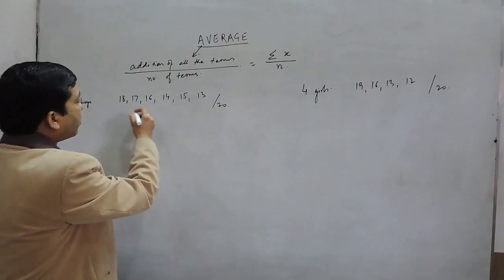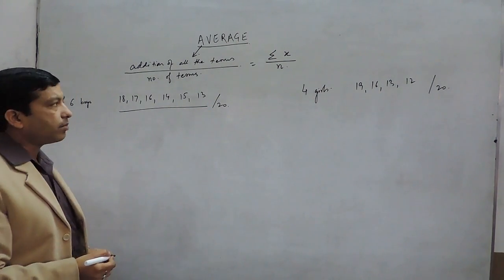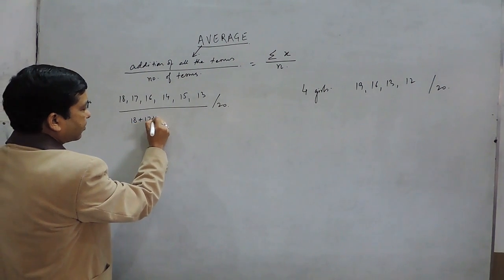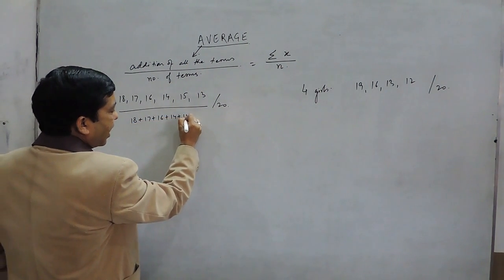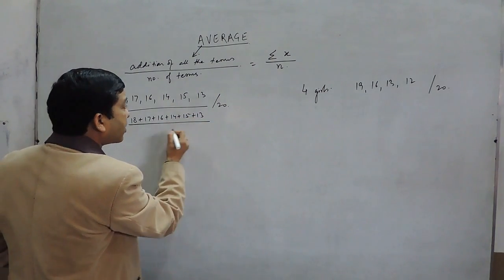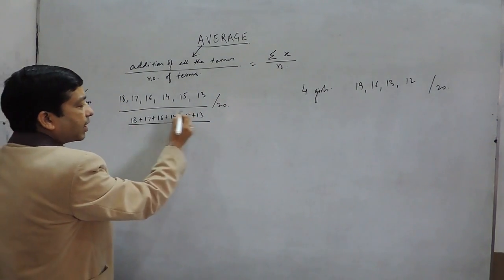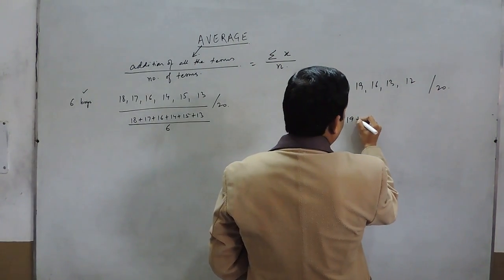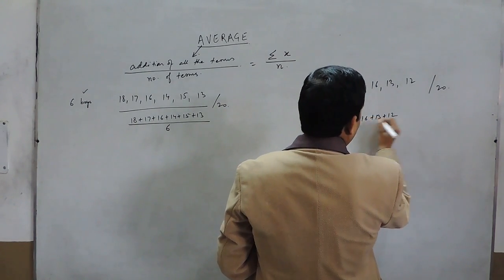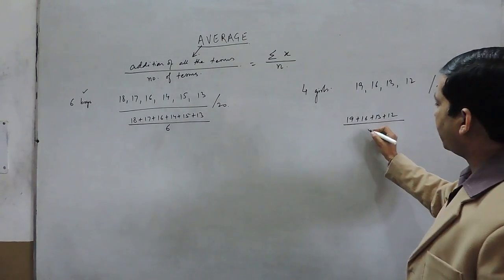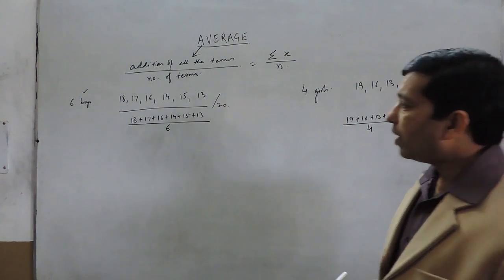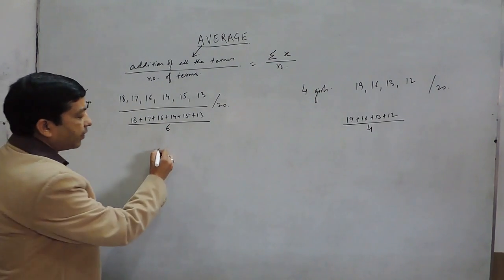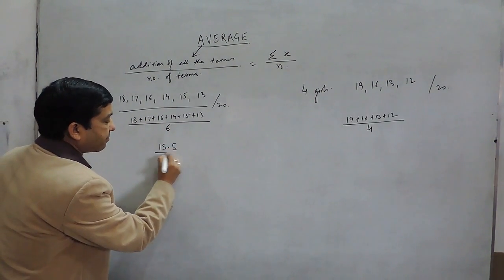So what we have to do is add all the 6 terms here: 18 plus 17 plus 16, and so on, and then divide by the number of terms. There are 6 boys, so these are the scores for 6 boys upon 6. Here we are doing 19 plus 16 plus 13 plus 12 and dividing by 4, since the number of girls is 4. If we add all these values and divide by 6, it comes out to be 15.5.